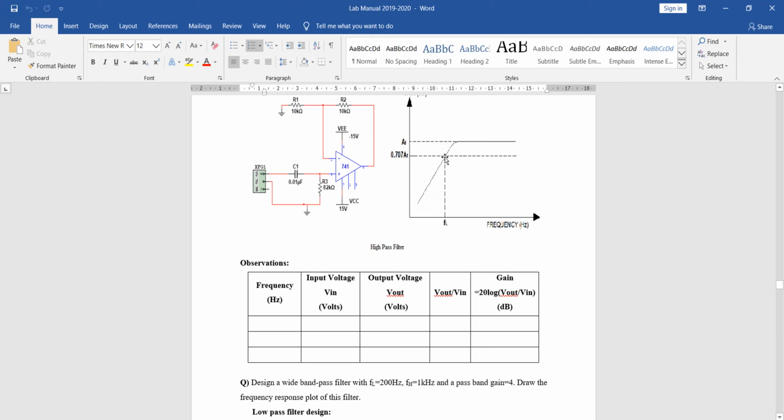Initially there is an increase in the gain, and after the cutoff frequency, that is the lower cutoff frequency, the gain remains almost constant. As we have seen, the output peak to peak voltage remains almost constant. So with this condition we can state that for a high pass filter, all the higher frequency signals are allowed and the lower frequency signals are blocked. Thank you for watching this particular session.